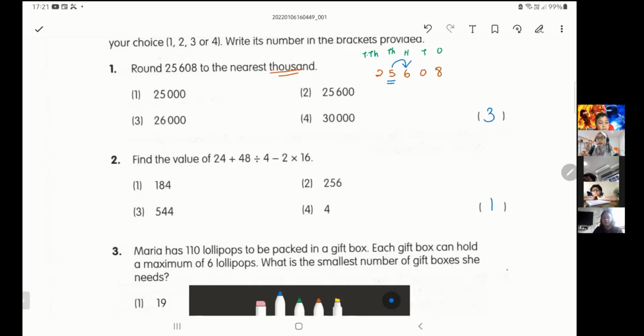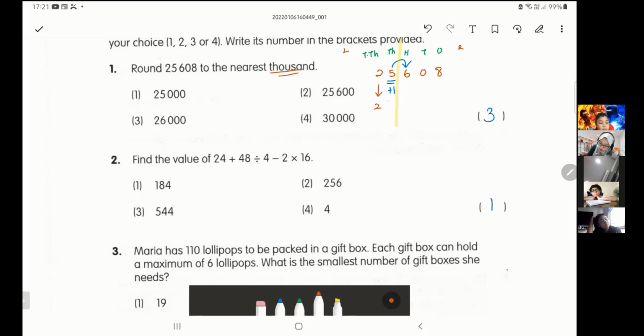The number that you point to on the right, if it's 5 or more than 5, the number you underline must plus 1. And then draw a line like that. Okay, why is that so? Anything to the left, we rewrite.